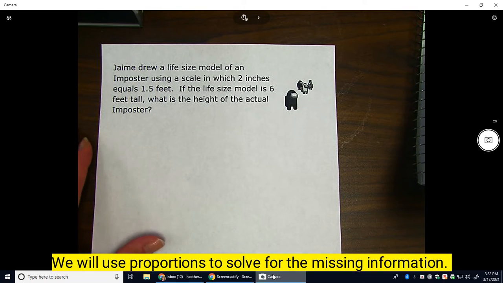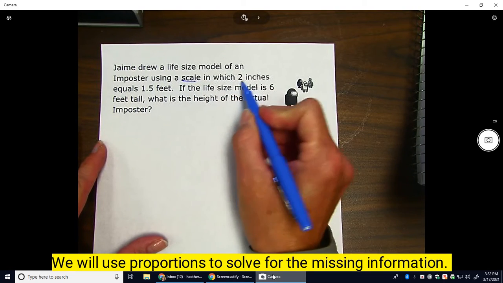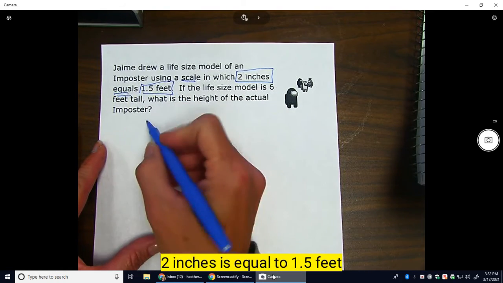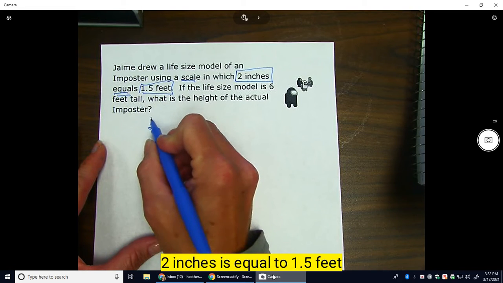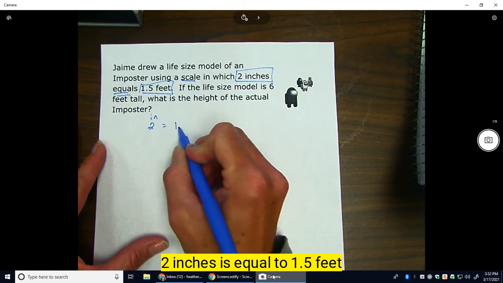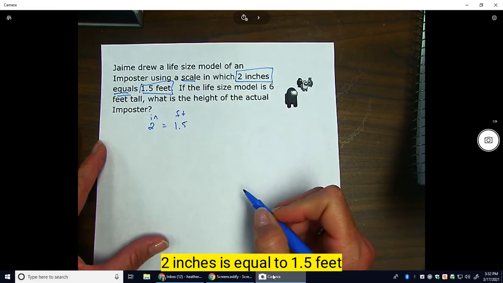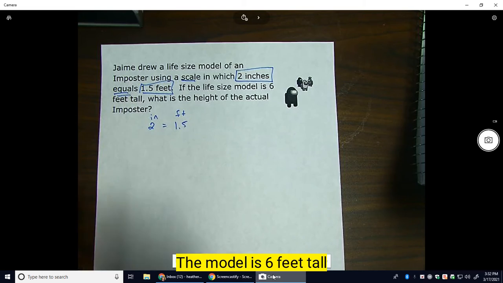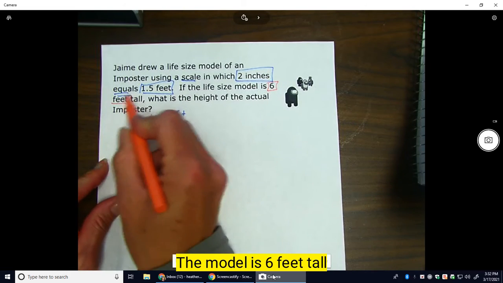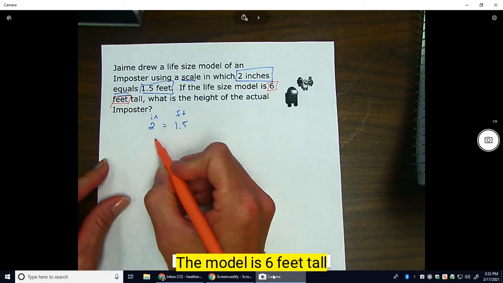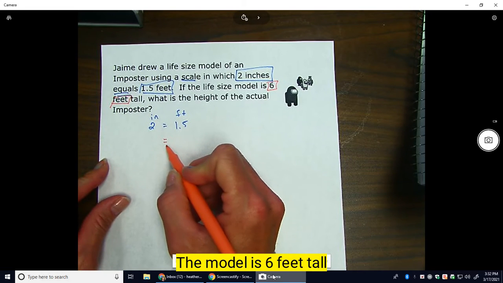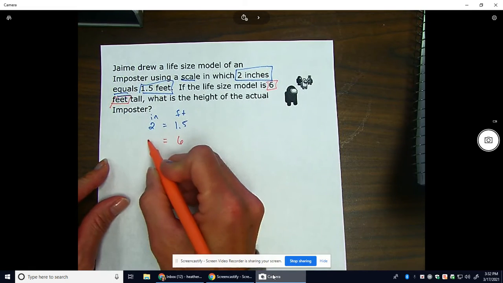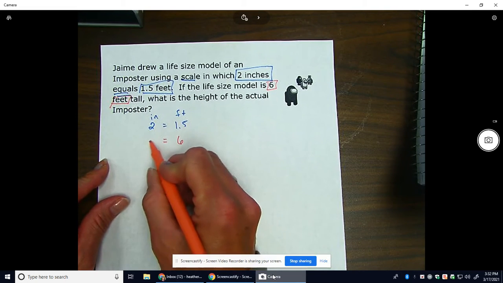So the information we need here is to know that this is a scale and that our 2 inches is equal to 1.5 feet. So we're going to write that down. We have 2 inches is equal to 1.5 feet. It goes on to say that if the life-size model is 6 feet tall, so we know that we have 6 feet. That means when we line it up, we're trying to find another equivalent setup, and we're going to put our 6 under the feet because it is 6 feet, and it wants to know what the actual height is, which leaves us with inches.